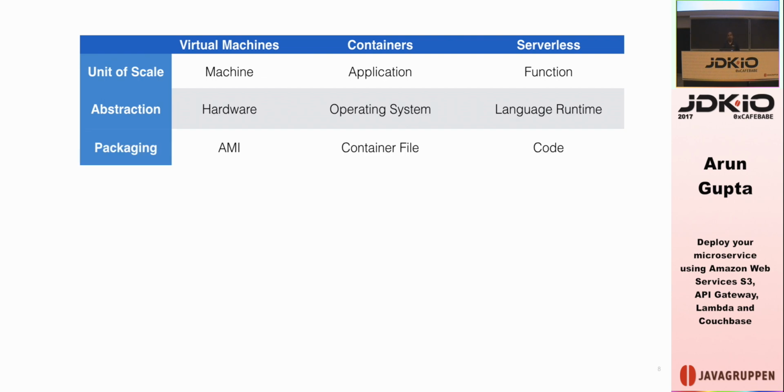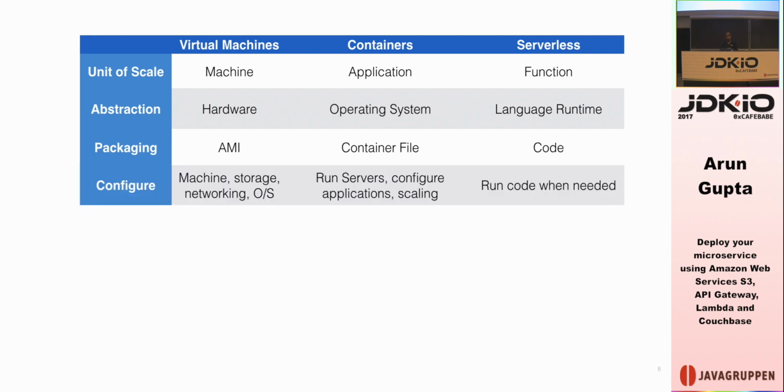In terms of packaging, there is AMI packaging, or AMI. That is what you do for EC2, for example. In terms of containers, there is a Dockerfile or a container file, which is where you bring your image and you run your container over there. And in terms of serverless, you're down to the code. Here is the code, here's the Java function, go package it up and deploy it. And I'll show you several examples of that.